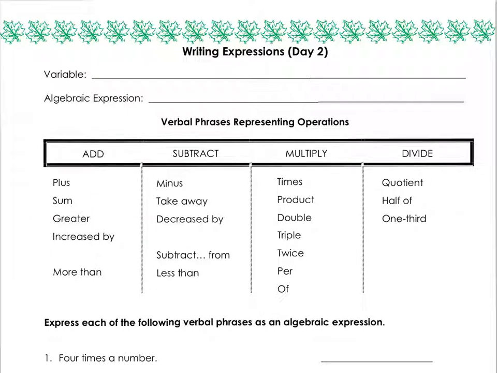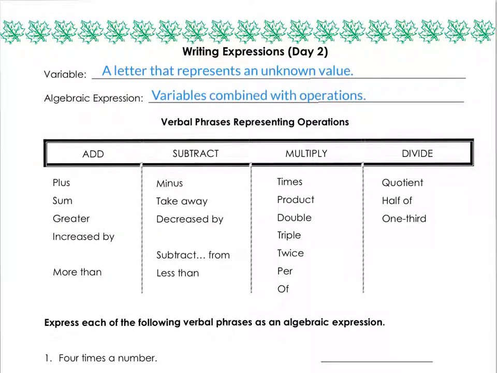Okay, welcome to video 2. We're going to be writing expressions in here. So first let's remind ourselves of what a variable is. That's a letter that represents an unknown value. And algebraic expressions, these are just variables that are combined with operations. The important thing here is when we have an expression, there's no equal sign.